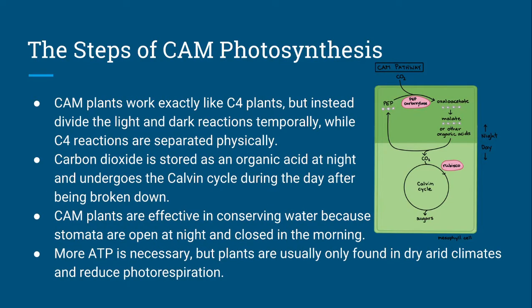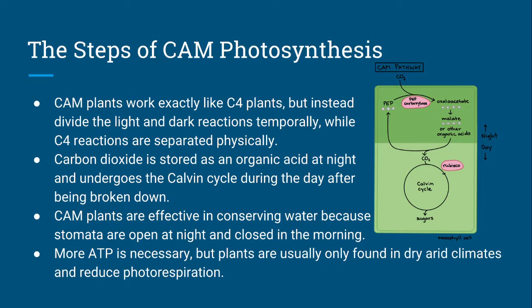Next is CAM photosynthesis. They work almost exactly like C4 plants, but instead they take place in one mesophyll cell and divide the light and dark reactions temporally, which means by day and night, while C4 reactions are separated physically. Carbon dioxide is stored as an organic acid at night in malate and undergoes the Calvin cycle during the day after being broken down. CAM plants are especially effective in conserving water because stomata are open at night and closed in the morning. However, like C4 plants, more ATP is necessary, but plants like this are only usually found in dry, arid climates, and since they help to reduce photorespiration, it's worth the extra ATP.